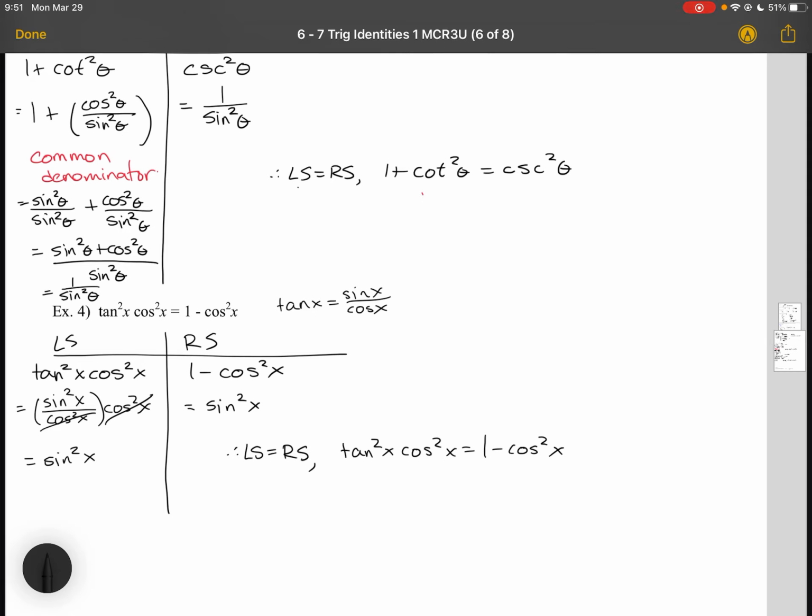Those are some examples of proving trig identities using the reciprocal trig ratios, the quotient identity, and the Pythagorean theorem identity.